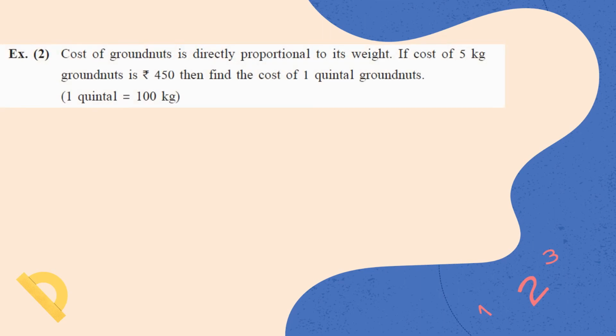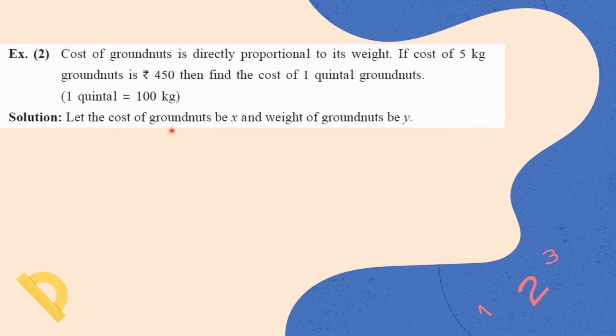In this sum, the cost of groundnuts is directly proportional to its weight. If cost of 5 kg groundnut is rupees 450, then find the cost of 1 quintal groundnuts. In the question it is mentioned 1 quintal is equal to 100 grams. With all of this information, let us start with the solution.